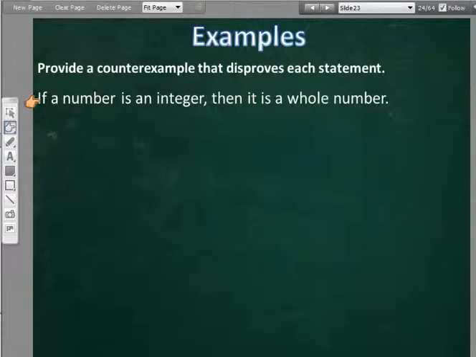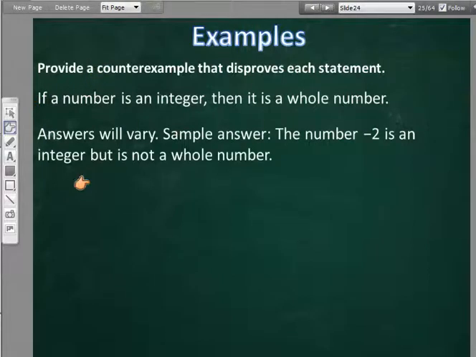If a number is an integer, then it is a whole number. Ooh, I like this one. We're going to write a counterexample, and here's what it's going to look like. This is just a sample answer. The number -2 is an integer, but it is not a whole number. Remember, your whole numbers go from 0 to infinity in the positive direction. Whole numbers do not include the negatives. Integers include all of the negative numbers and positive numbers. So this is your counterexample: negative 2 is an integer, but it is not a whole number.